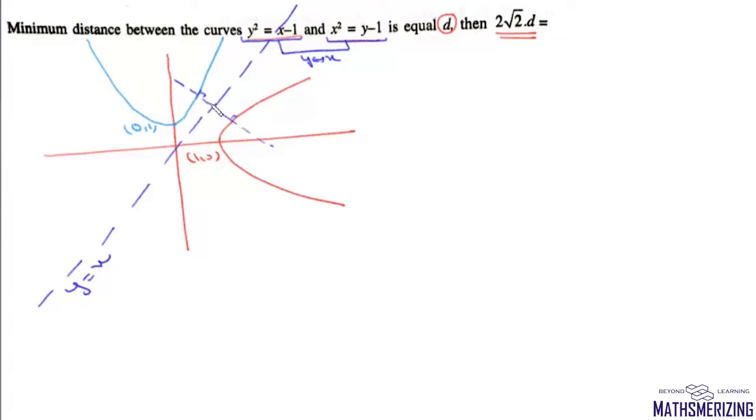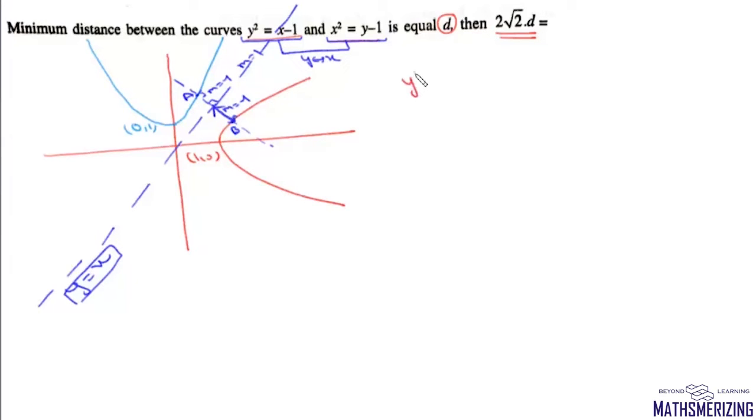Now this line of common normal will also be perpendicular to this line, which is y equals x. So the slope of this line is 1. So we need to find points on these curves, say A and B, where the slope of the normal is simply -1. Since the situation is symmetric about the y equals x line, we'll find this distance, and then the shortest distance between these two parabolas will be double of it.